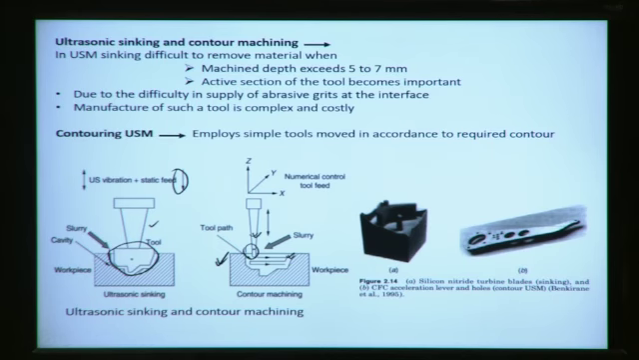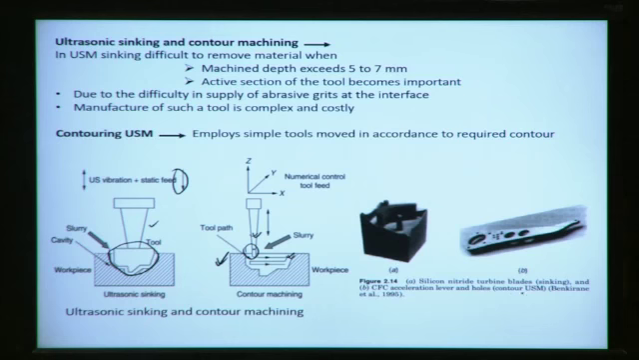Okay, so the shape of this tool is the shape of the workpiece to be generated. And in this case, actually, a small tool is used, and this tool moves along the profile to be machined on the workpiece surface. So this is the application here: silicon nitride turbine blade sinking. This is the sinking operation.